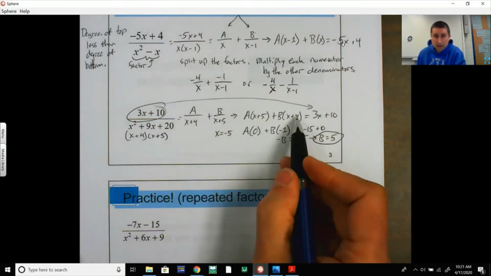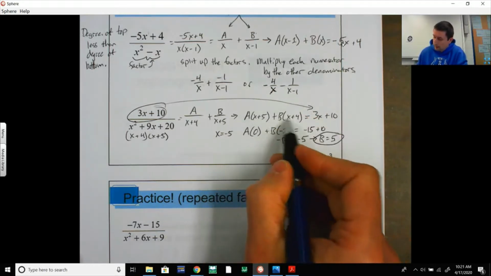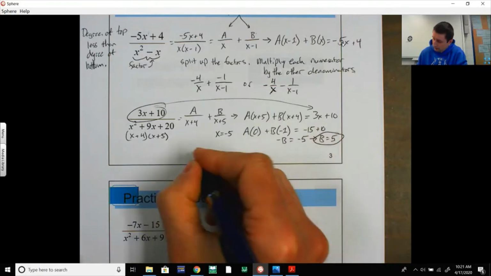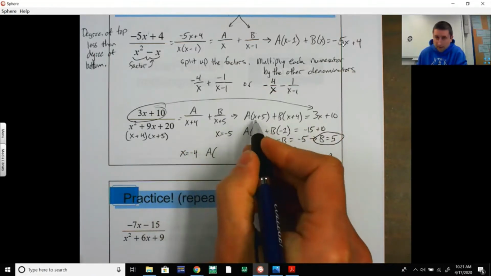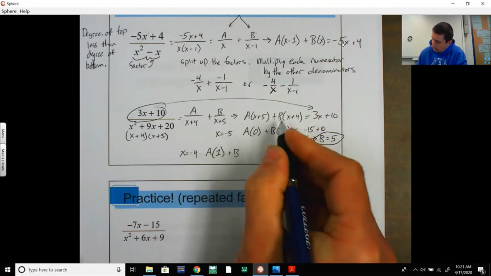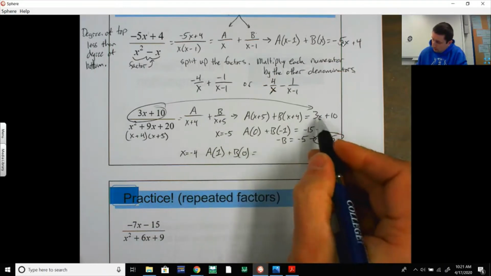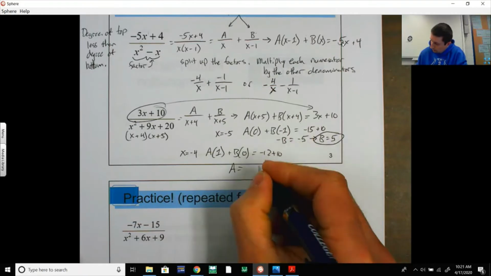Okay, so there I got rid of the a and I solved for b. Now I'm going to get rid of the b and solve for a. In order to get rid of the b, I need a number here that makes this equal 0. So in this case, x is going to be negative 4. So a times negative 4 plus 5 is 1, plus b times negative 4 plus 4 is 0, equals 3 times negative 4, which is negative 12, plus 10. So a is going to equal negative 2.